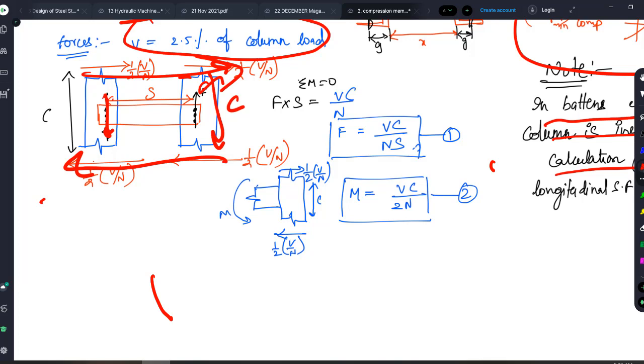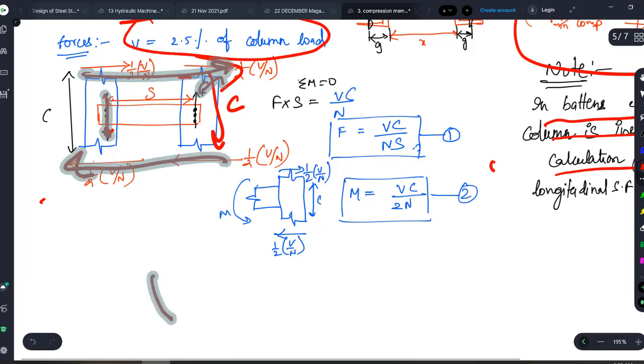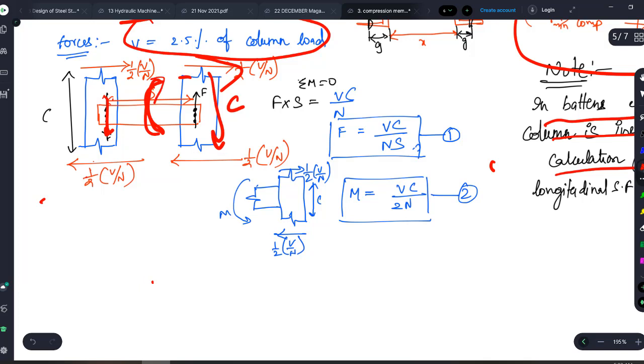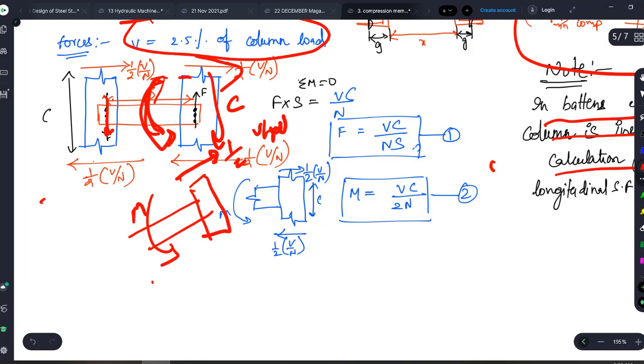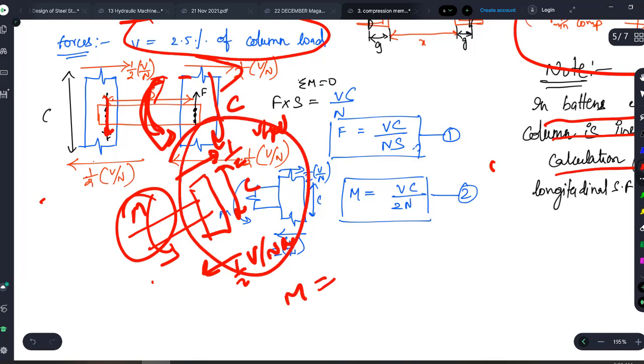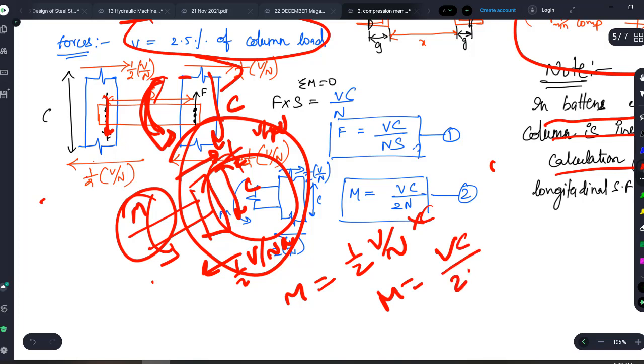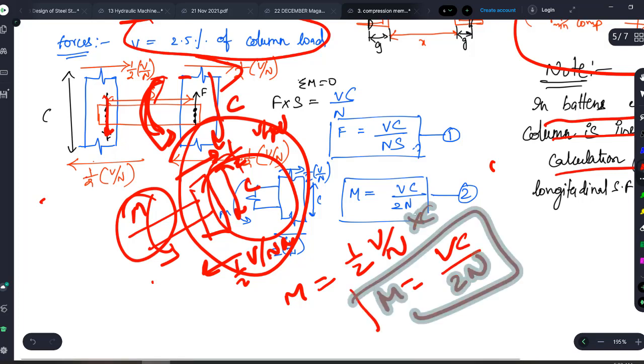Next is, what is the moment in battens? Okay, what is the moment in batten? If you are cutting a batten, let us say here you have some moment M, okay? So how much is it? Very simple, here comes V by N, and here also V by N. So you just have to find moments. So whatever moment is there, it is equal to the moment because of this force system, which is V by N into the distance between these two forces, C. So M is equal to Vc by 2N. So this is the moment in your batten.